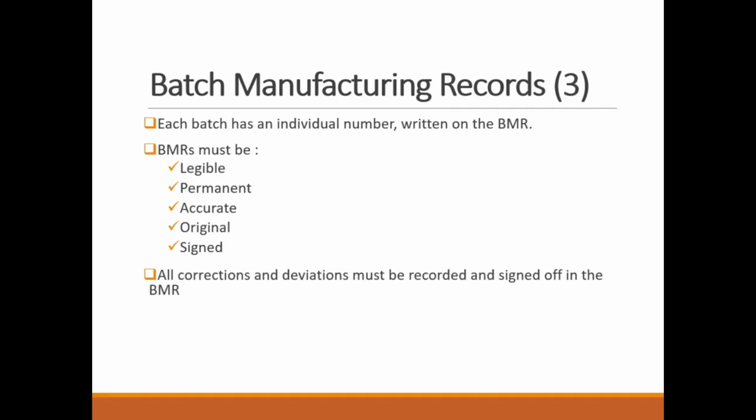Batch manufacturing records, each batch has an individual number which is written on the BMR. The BMRs must be legible, they must be permanent, accurate, original, and they must be signed and dated. All corrections and deviations must be recorded and signed off within the batch manufacturing record.